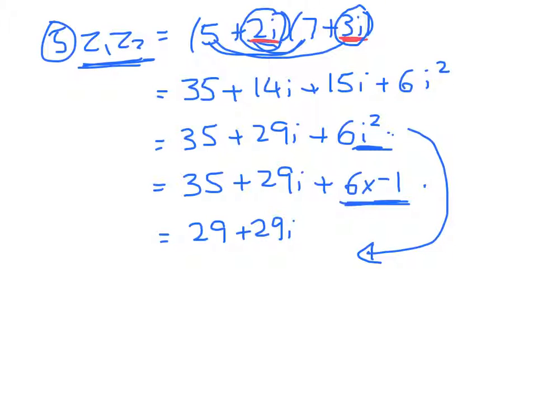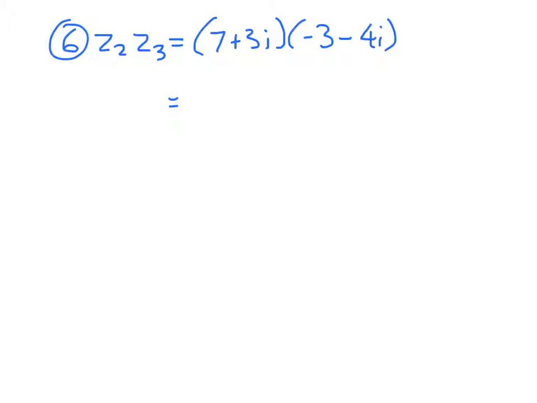We're going to do one more. If you haven't already done it, try doing Z2, Z3 using the working that I've shown above. I'll do it on the next slide. Okay, so Z2, Z3 is equal to 7 plus 3i times negative 3 minus 4i. So that's a slightly yuckier one. Okay, so we get this times this, negative 21 minus 9i.